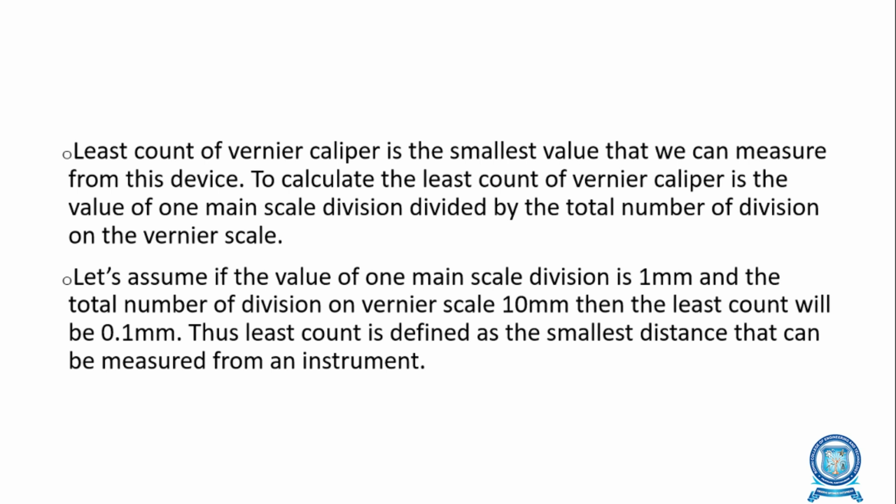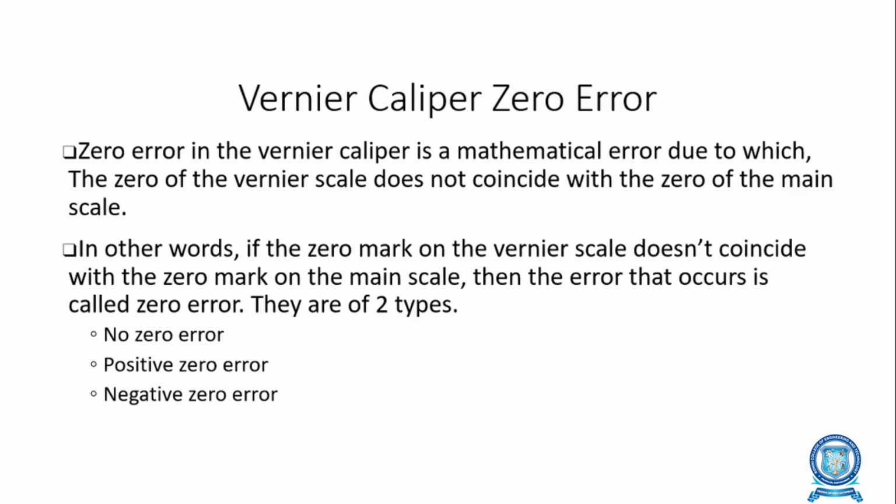So the least count of any caliper is the smallest value that we can measure from this device. To calculate the least count of the vernier caliper, divide the value of one main scale division by the total number of divisions on the vernier scale. So let us assume the value of one main scale division is 1 mm and the total number of divisions on the vernier scale is 10, the least count will be 0.1 mm. So the least count is defined as the smallest distance that can be measured from an instrument. So what is a vernier caliper zero error?